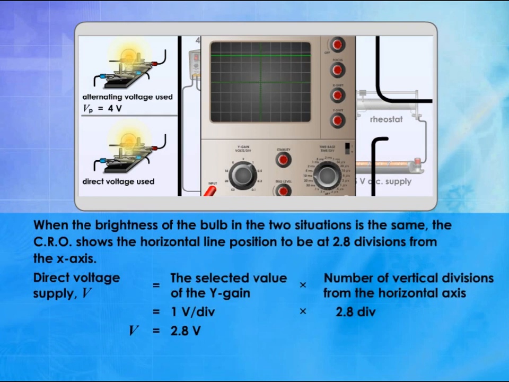When the brightness of the bulb in the two situations is the same, the C.R.O. shows the horizontal line position to be at 2.8 divisions from the x-axis. The direct voltage supply can be calculated by multiplying the selected value of the Y gain to the number of vertical divisions from the horizontal axis. Thus, the direct voltage supply is 2.8 volts.